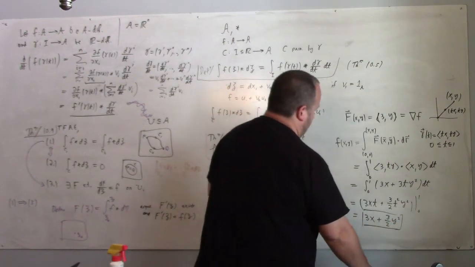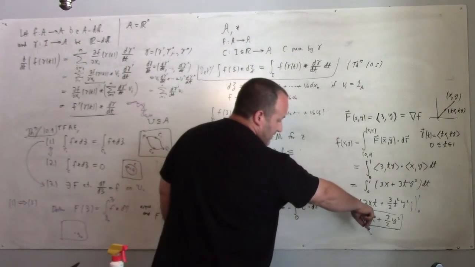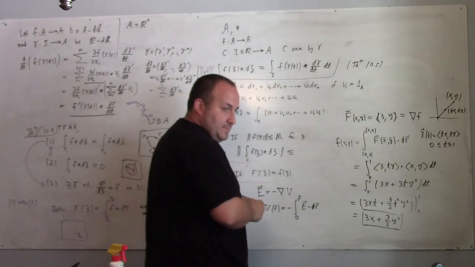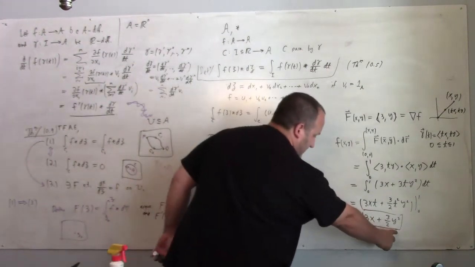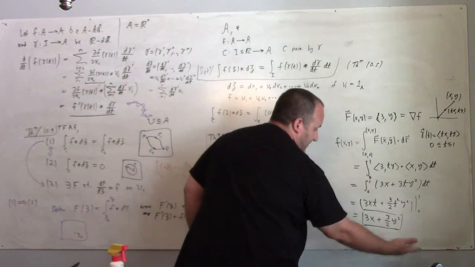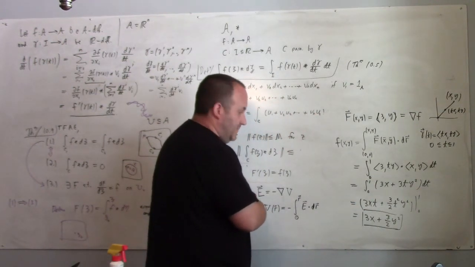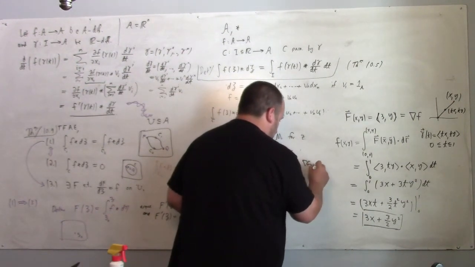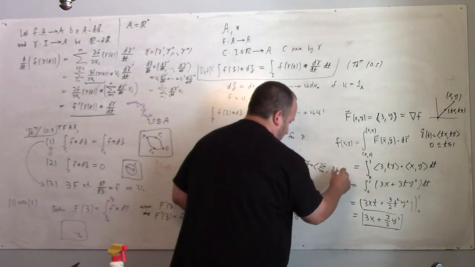That's the potential for that. You can take the gradient of that to get back. The gradient of this is 3 comma 3 halves times 2y. The gradient of f is partial x, partial y here, you know, in 2 dimensions.